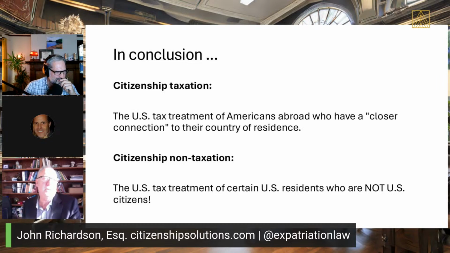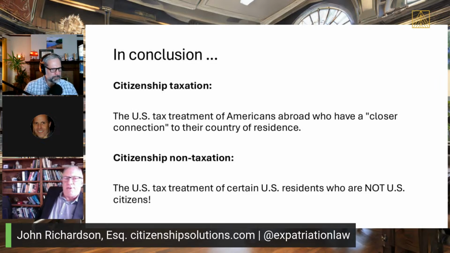Citizenship taxation: the U.S. tax rate of Americans abroad who have a closer connection are punished. Citizenship non-taxation: these are people who are U.S. tax residents who are not U.S. citizens and are eligible for this break. Now, the next thing we need to talk about is, this assumes you're in the United States. How are you in the United States? Under what kind of visa connection? Whatever. So let's talk about that.